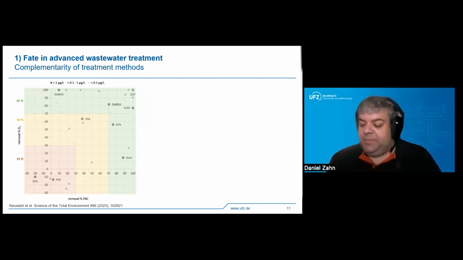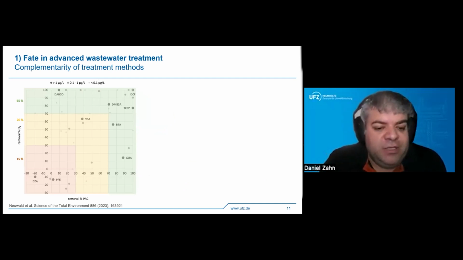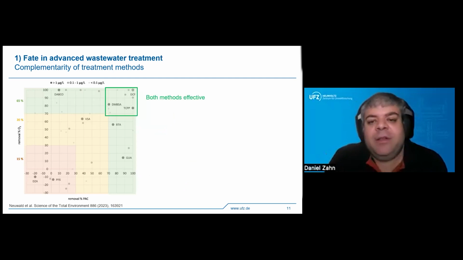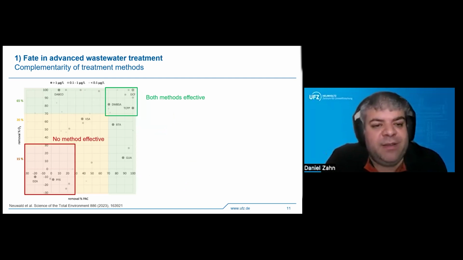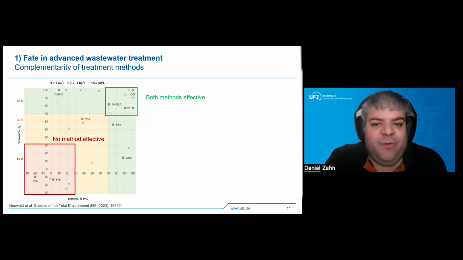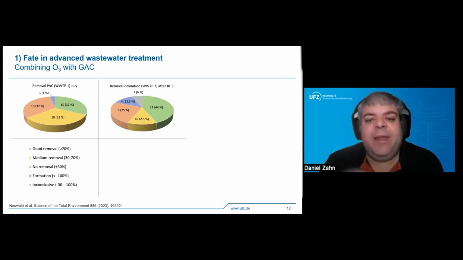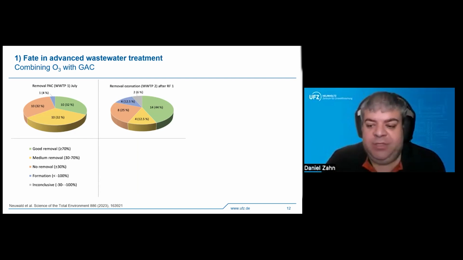We wanted to have a look if these technologies are complementary. So you see the removal during ozonation plotted against the removal with activated carbon. And you can see there are some chemicals for which both methods are effective, some chemicals for which neither method is effective, and then a range of chemicals for which there is a complementary behavior of both methods. So we had a closer look at this. And the wastewater treatment plant with the ozone actually had a pilot plant connected to it where there was activated carbon filtration after the ozonation.